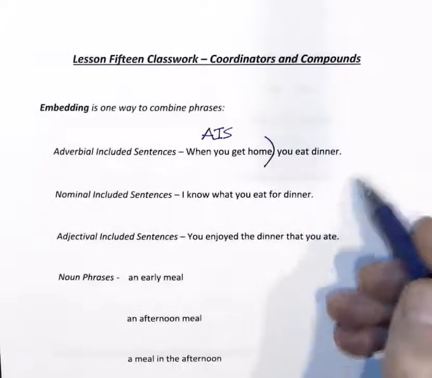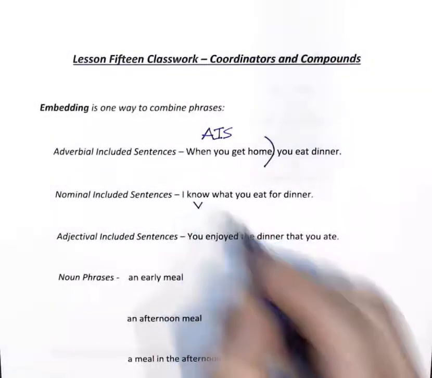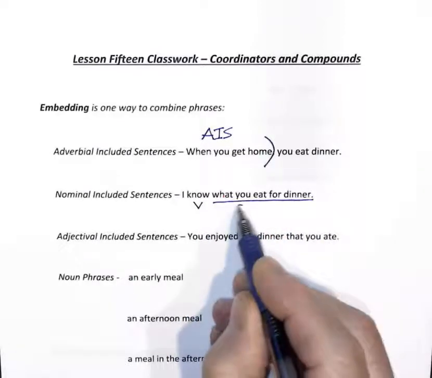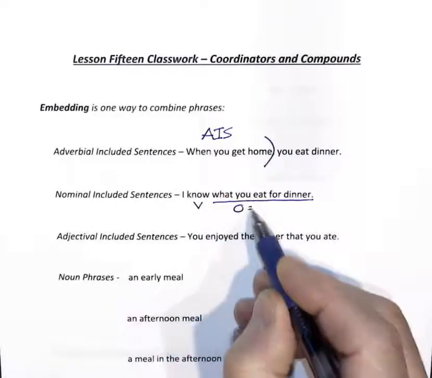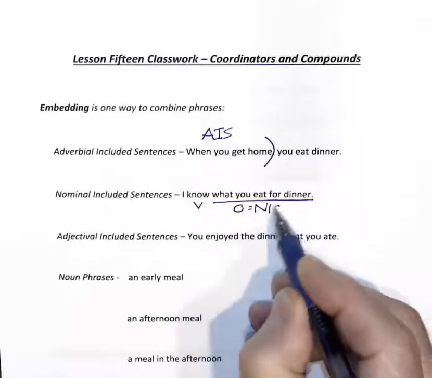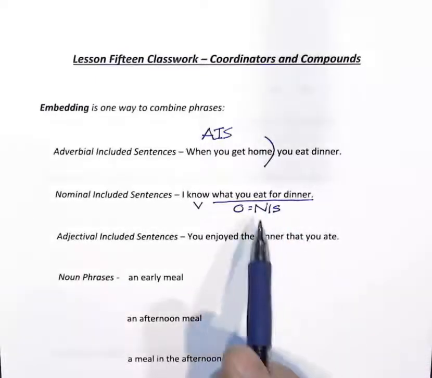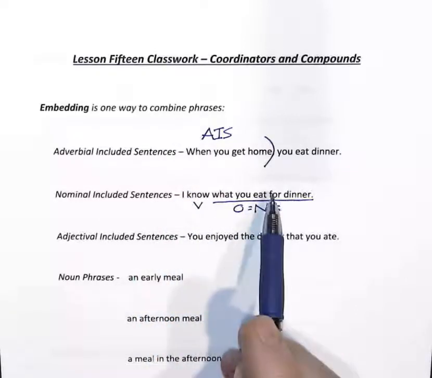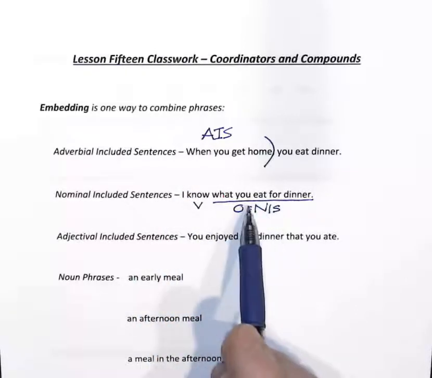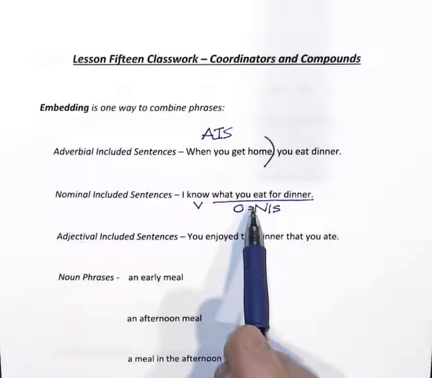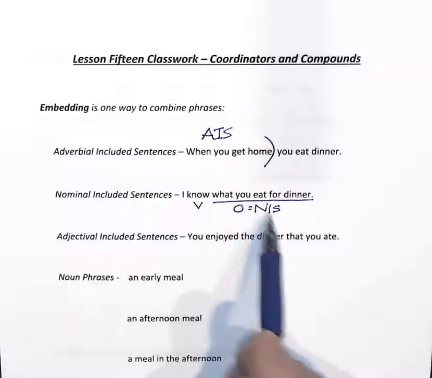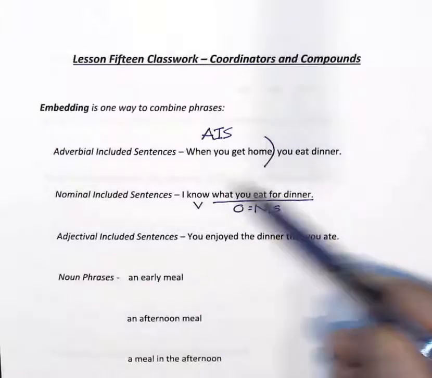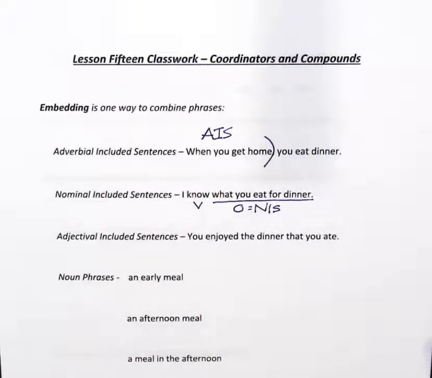I know what you eat for dinner. The verb is know. What you eat for dinner is the object. The object is a nominal included sentence, and so we have one sentence embedded in this larger sentence, and the subordinated sentence, the less important sentence, is the nominal included sentence. It's only the object in this bigger sentence.